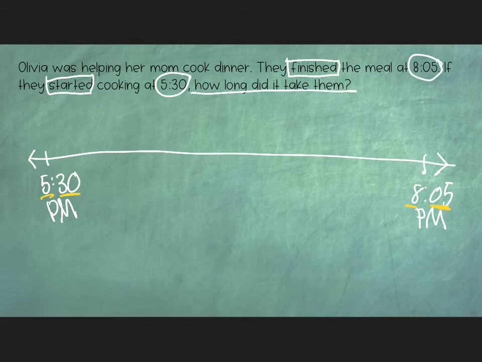So what I'm going to do first on this one is a little different. Because my minutes went down, if you can see that, it went from 30 to 05. I'm going to start with the hours first. So I have 5:30, and I know if I add 1 hour, that gets me to 6:30. And then if I add another hour, that gives me 7:30. And then I know I can't add another hour because that'll give me 8:30, right? So I can only add 2 hours.